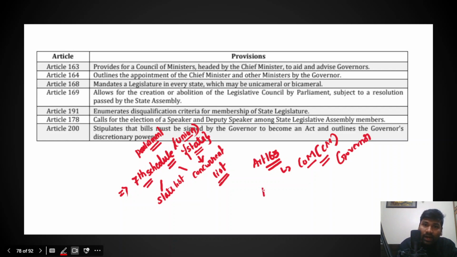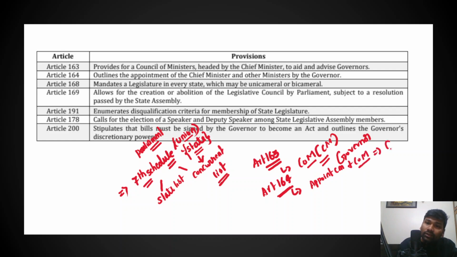In a similar way, Article 164 talks about what? It outlines the appointment of the Chief Minister and also the Council of Ministers by the governor. In fact, the governor appoints the Chief Minister, and the governor also appoints the Council of Ministers on the recommendations of the Chief Minister.